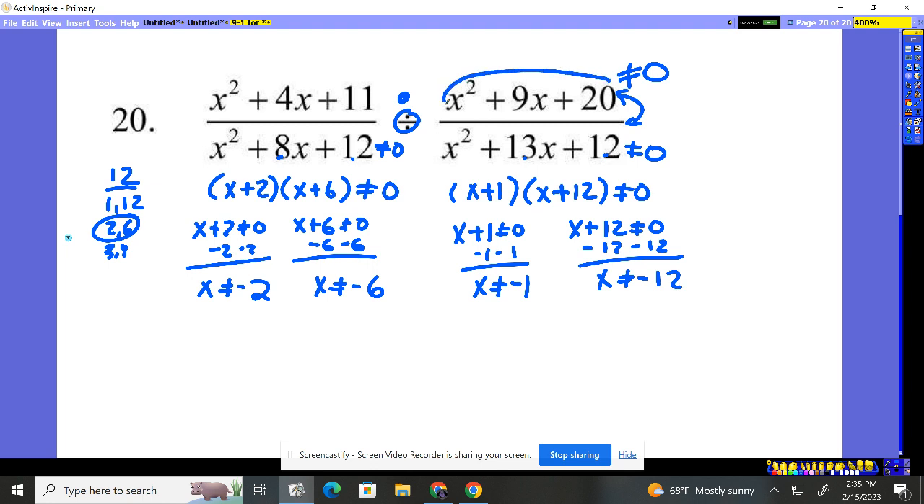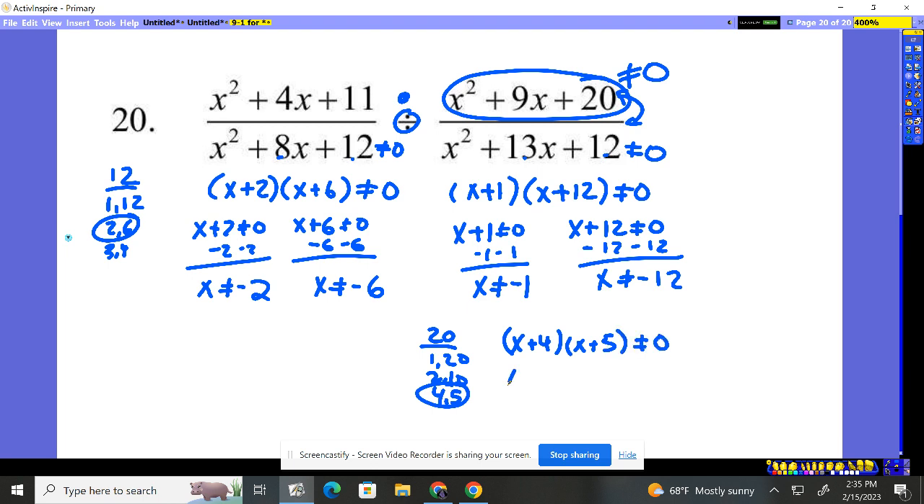We now must not forget to deal with this guy. Okay, what about him? I'm going to do him down here below. A 20. Multiples of 20. 1 and 20. 2 times 10. 4 times 5. Which gives you 9? 4 and 5. So we're going to have it break x plus 4 times x plus 5.